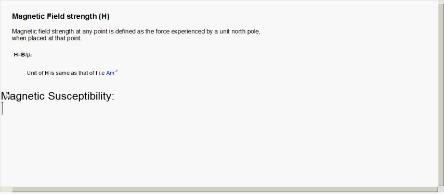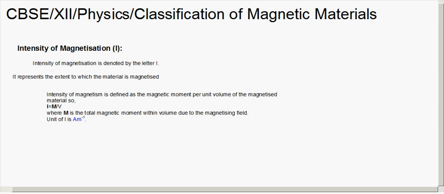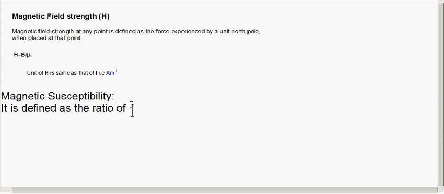So you can define it as the ratio of the intensity of magnetization I, which we defined in the previous case, to the magnetic field strength.